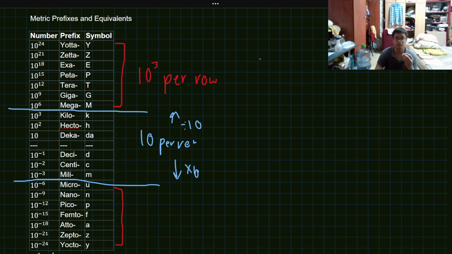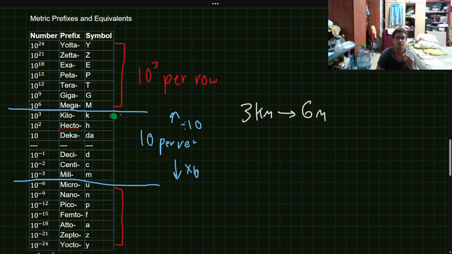For example, let's say you have a given unit, 3 kilometers, to, let's say, gigameter. So you have to take a look at where kilo is. Based on the table, kilo is basically here, right? It's here.